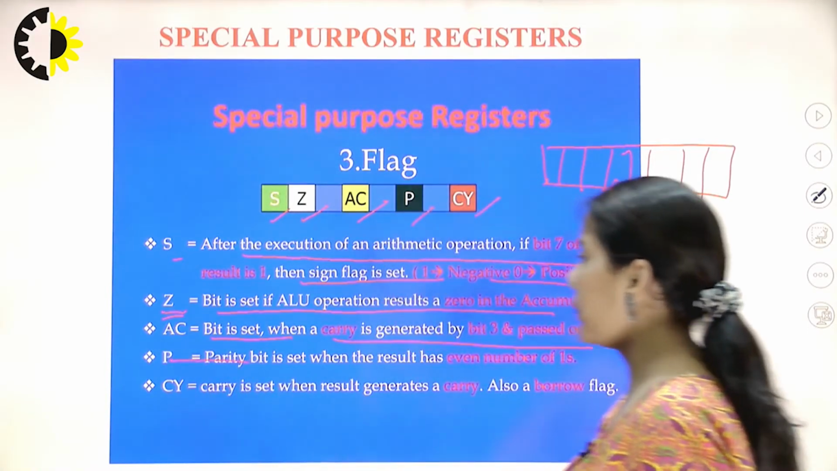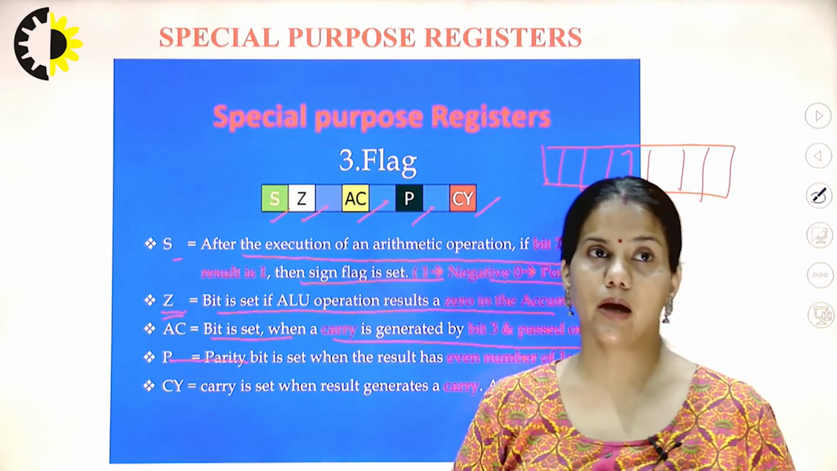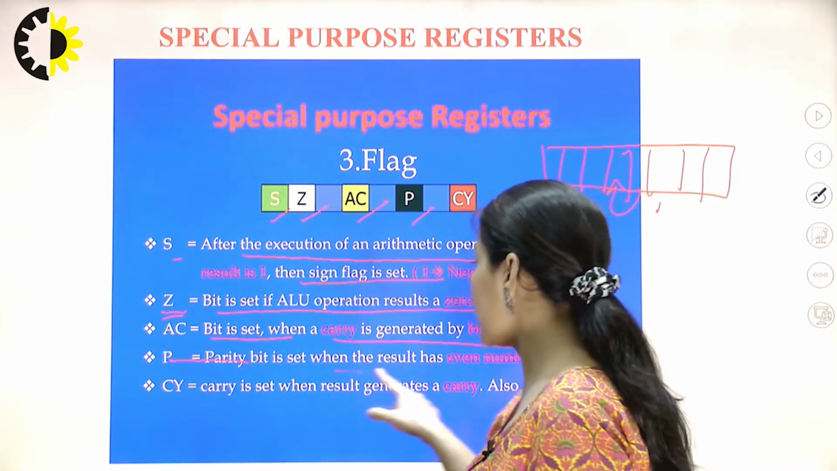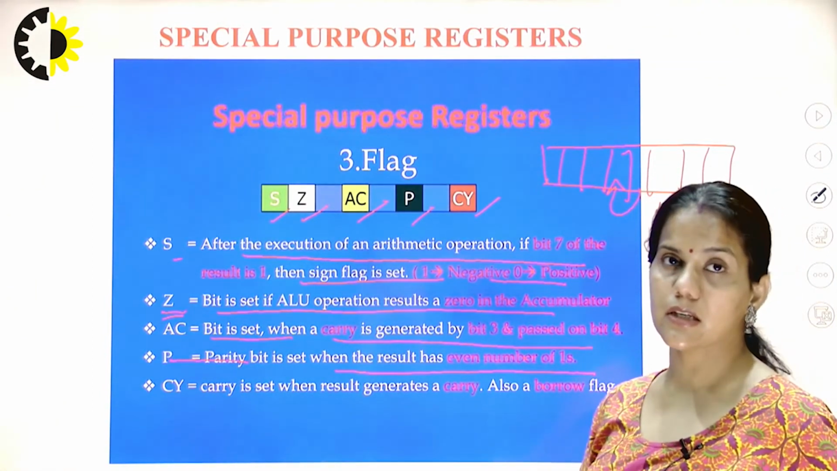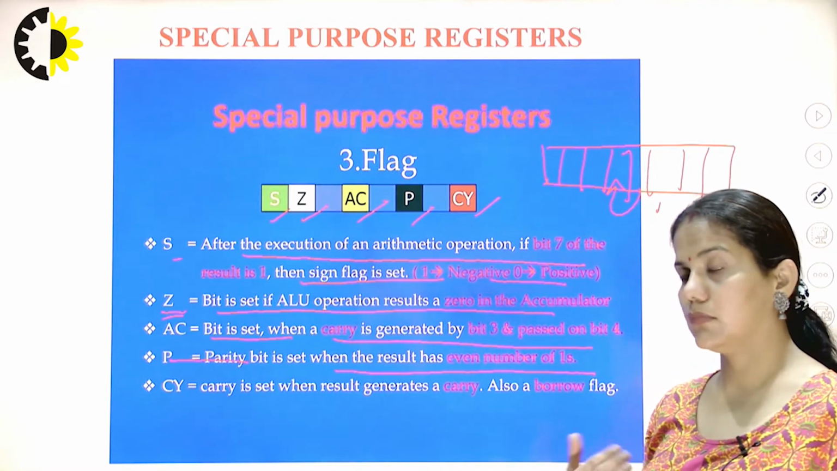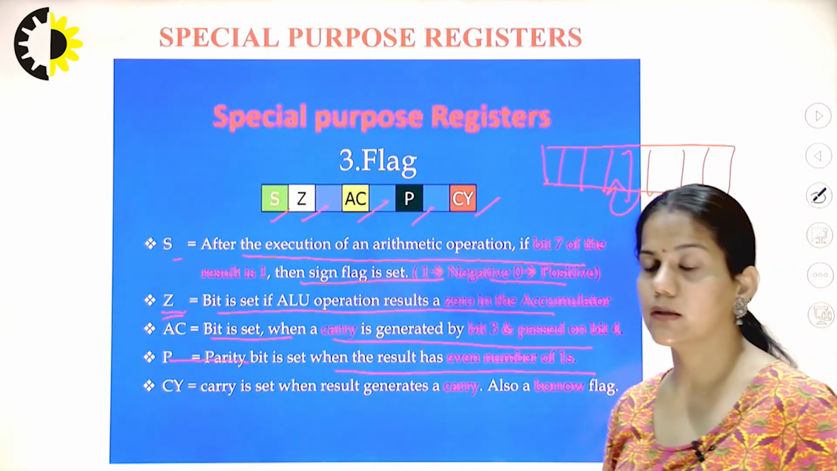When we talk about the parity bit, it is used to detect a single bit error in the transmission. So this is set when the result has an even number of ones. That is, if the parity is even, this parity flag is set. Otherwise, if the number of ones in the result is odd, then the parity flag is reset.